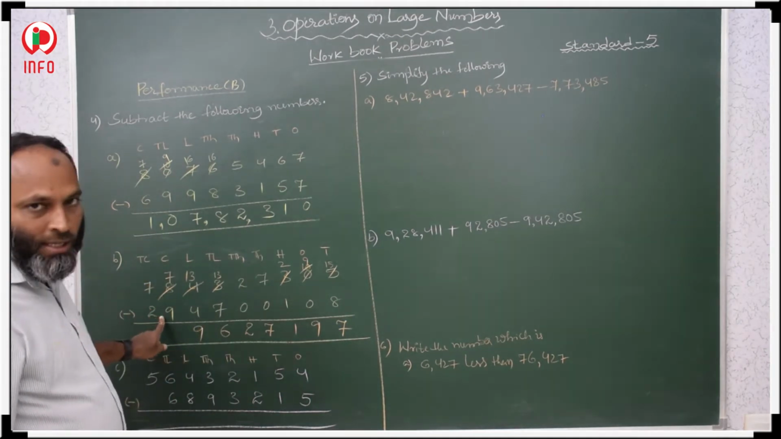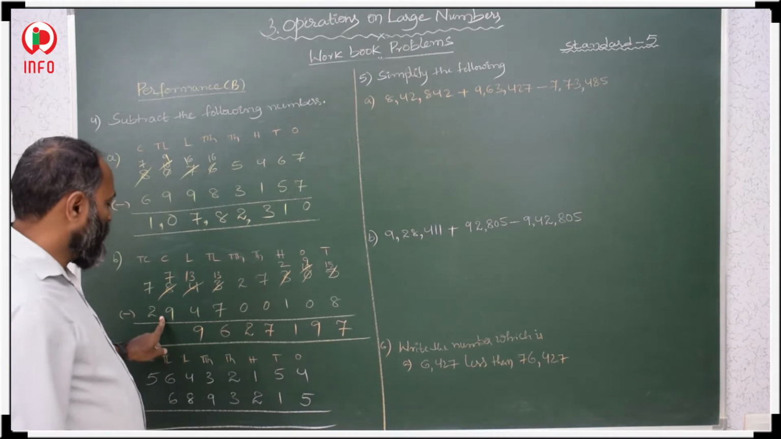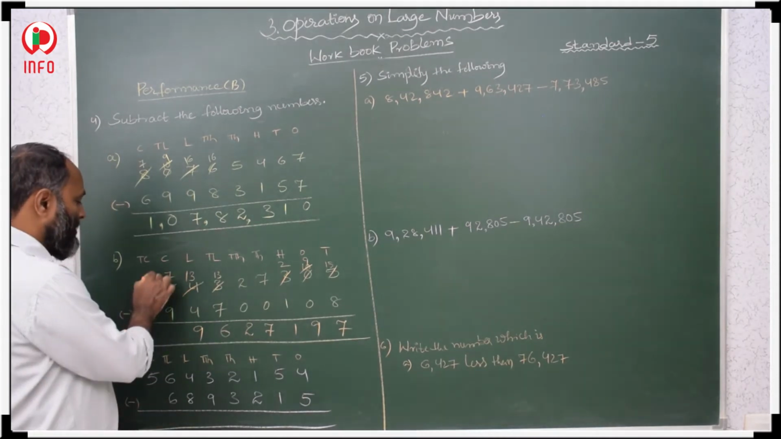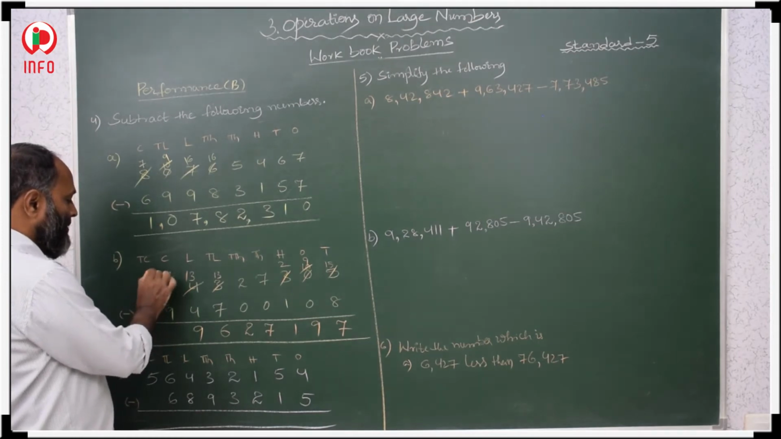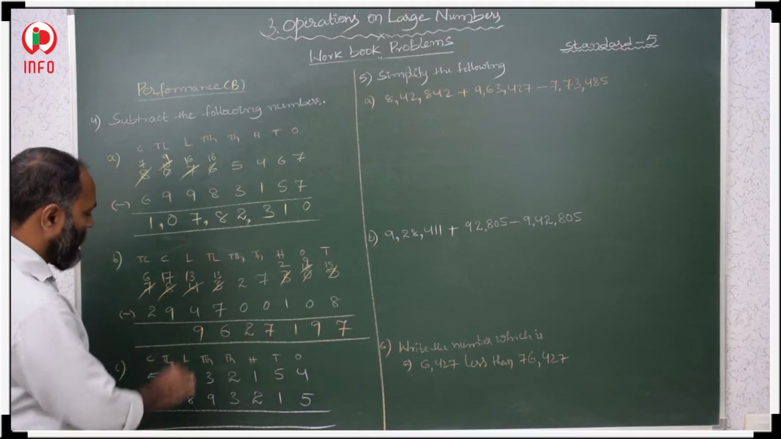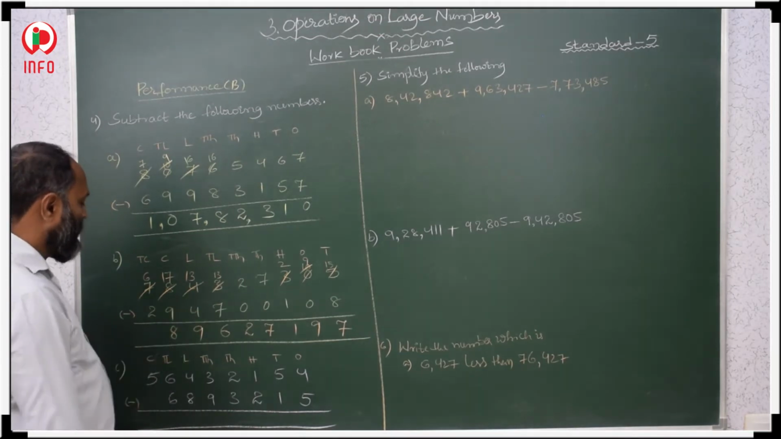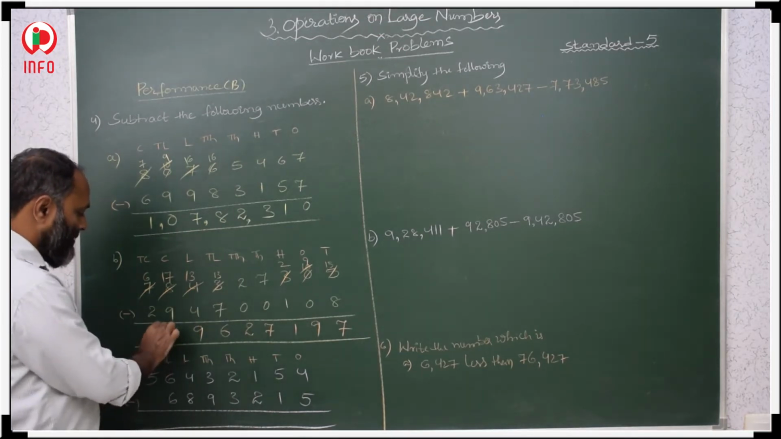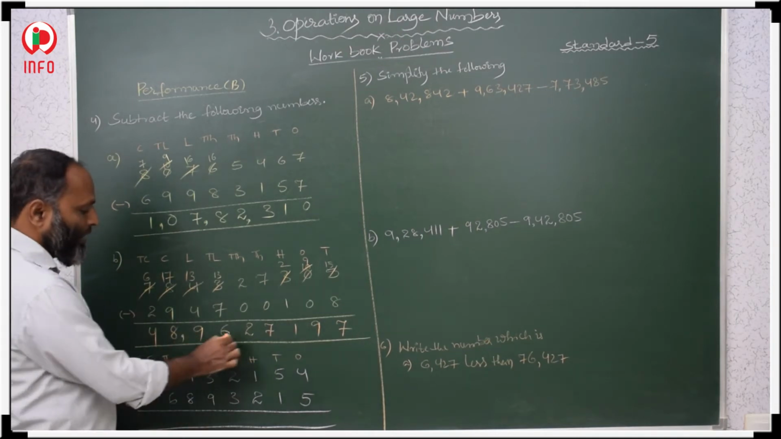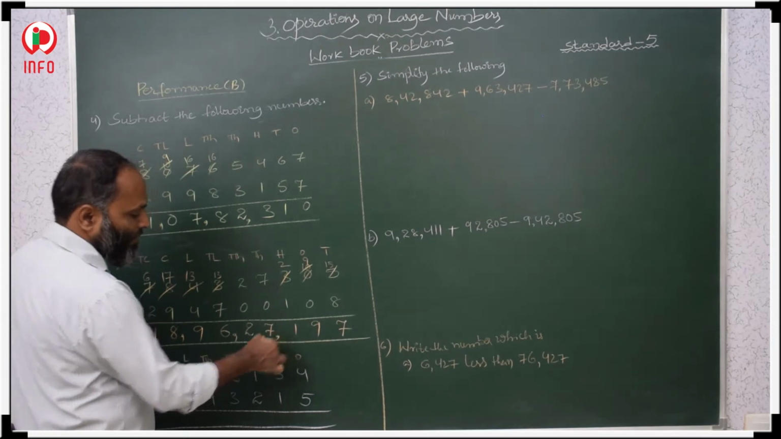7 minus 8, it is minuend, minuend is less. Take borrow from the next place. Decrease by 1 and increase by 10. 17 minus 9 is 8. Then 6 minus 2 is 4. This is 48 crore 96 lakhs 27,197.